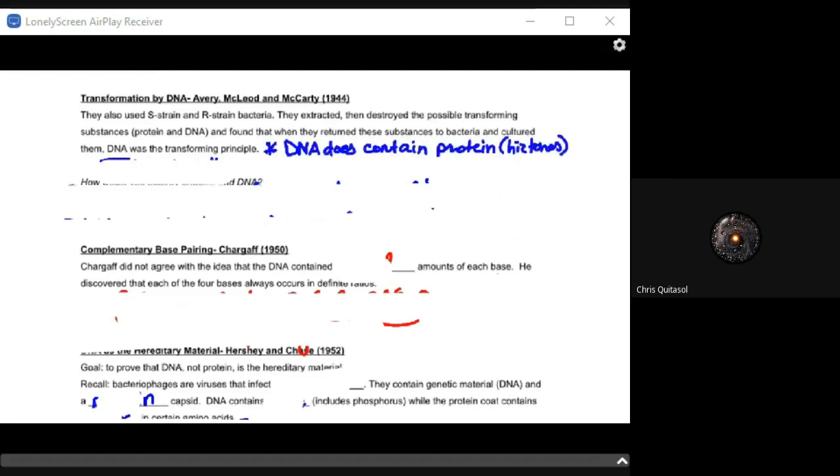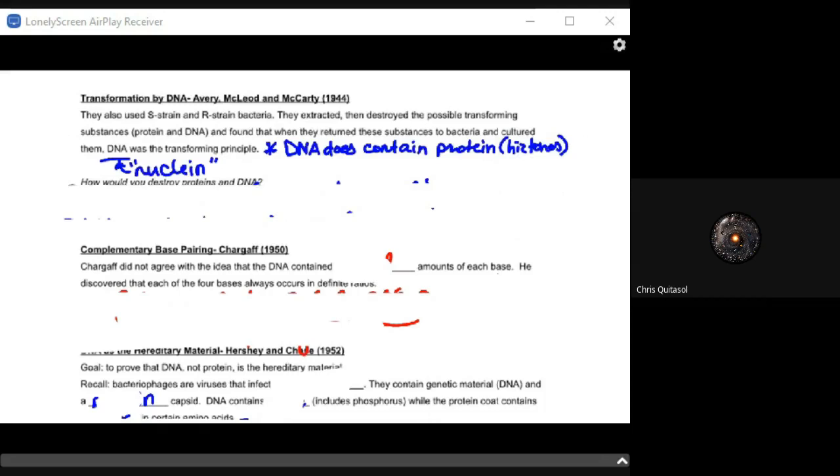So DNA does contain proteins, those histones. And as a result of that, DNA, which was ultimately known as nuclein beforehand, helped us to understand that this was the specific thing that caused that transformation.